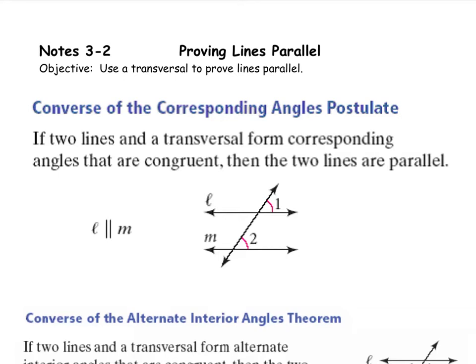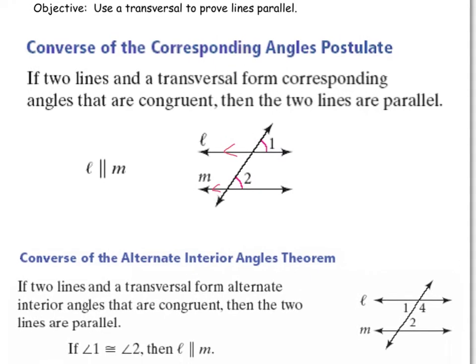So the converse of corresponding angles says if two lines and a transversal form corresponding angles that are congruent, then you can assume that the two lines that the transversal crosses are parallel. In this example, lines L and M would have to be parallel because we're told that these two angles, 1 and 2, which are corresponding angles, are congruent by the little pink mark there. So from that you can say that these two lines are in fact parallel.